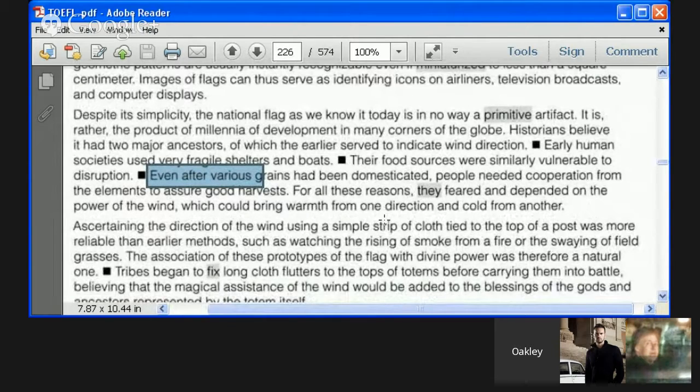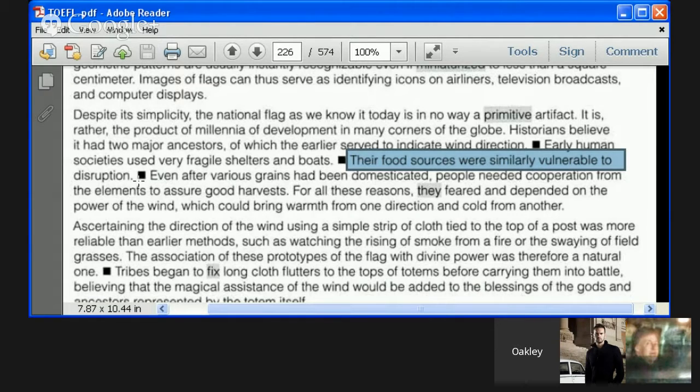Okay. No, I'm sorry. Silly me. Oh, sorry. Their food sources were similarly vulnerable to destruction. Therefore, blah blah blah. No, I don't think here, because food is not related to the house or roofs or waves, right? I don't grow food in the waves.